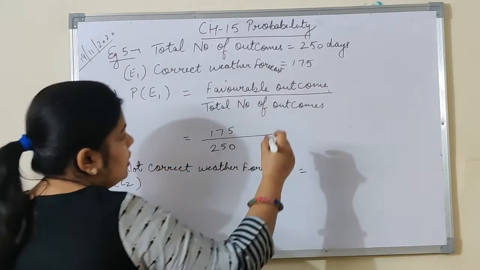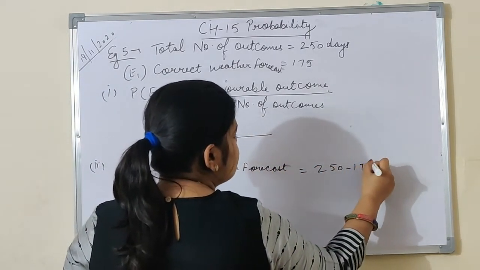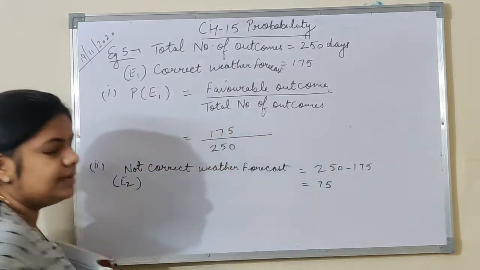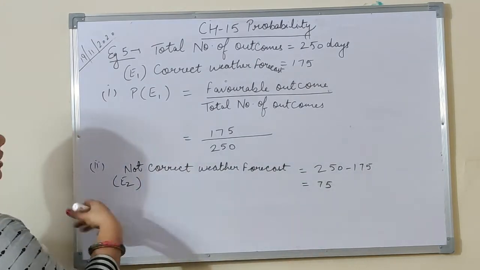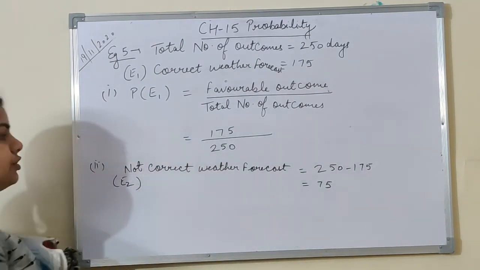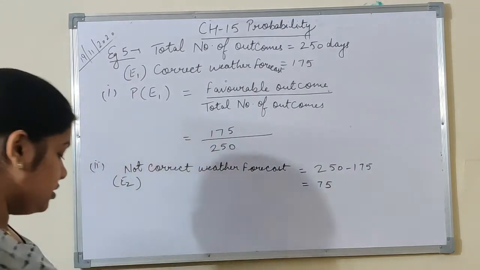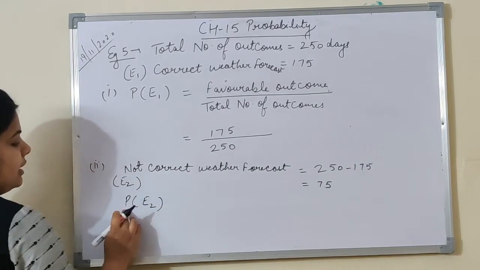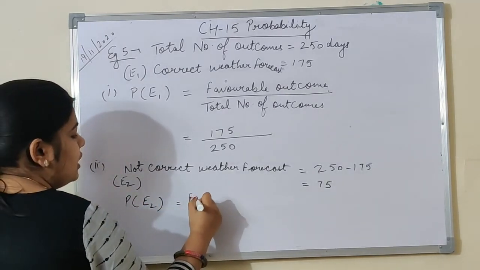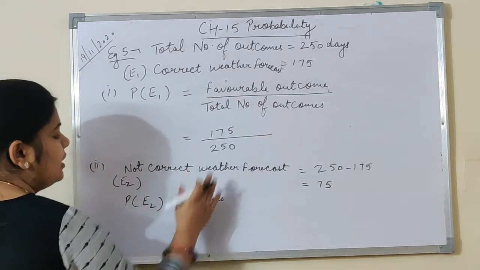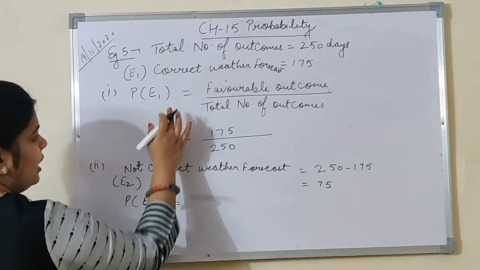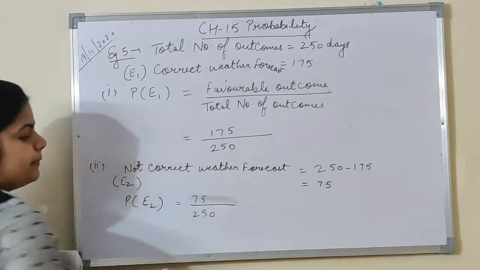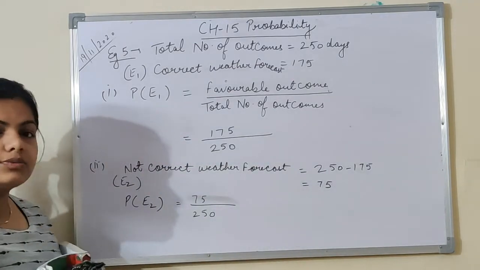Here you can see that I will do 250 minus 175, and the answer is 75. That means 75 times it was not correct. When the weather forecast was made, 75 times it was not correct. Then we have to find the probability of this event only, that is the probability of event 2, and the formula is the same: favorable outcome divided by total outcomes. I'm not applying it here as I applied in the first part, but please apply the formula at least once. So this is the answer, and this is one way.